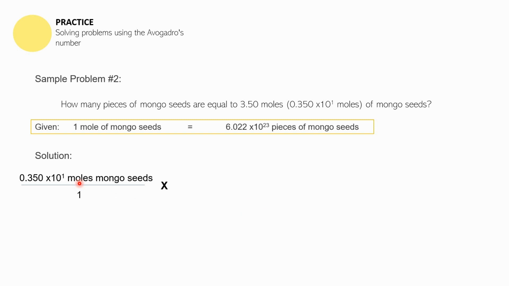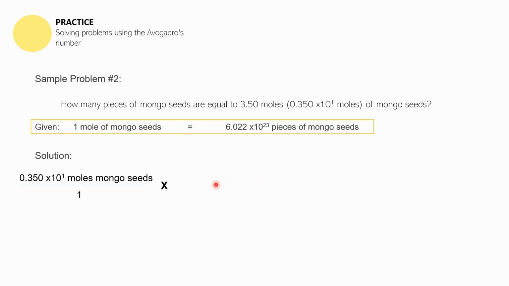We'll be multiplying it with this table of equivalence. Kaso, ang una nating isipin diyan is alin yung nasa taas, alin yung nasa baba. I remember, since nandito sa taas itong moles of manga seeds, kailangan natin siya ma-cancel out. So, paano maka-cancel out yan? Okay, by putting a mole of manga seeds from this table of equivalence sa ilalim.